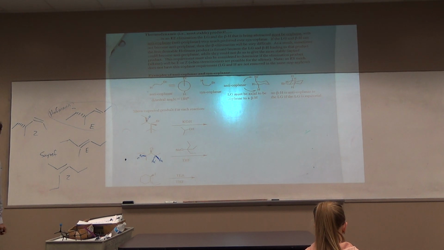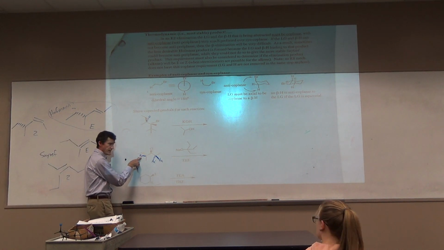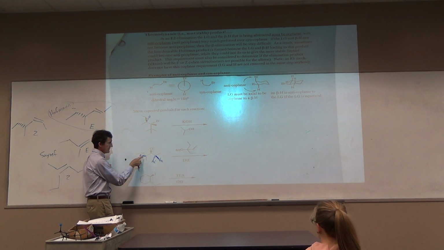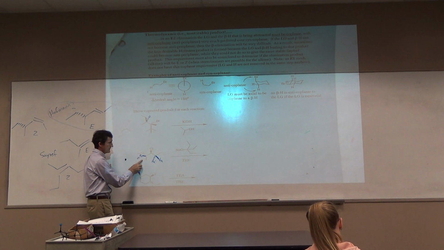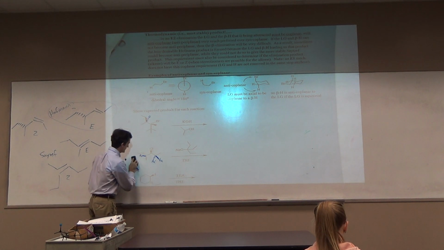Why do you say Z? Because you have to rotate to make the H anti. In this case, we only have one H. That's the one that has to be abstracted. That one must be anti-coplanar here. We need to draw this in a Newman conformation to see this.